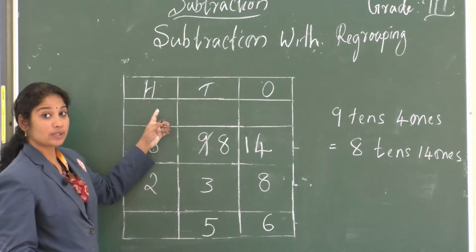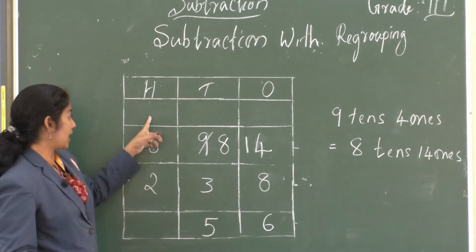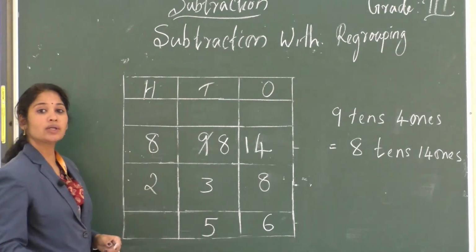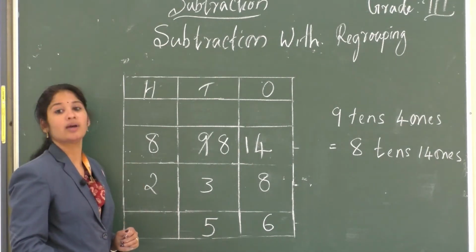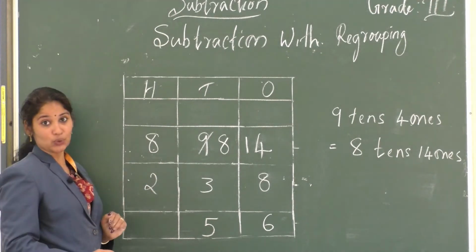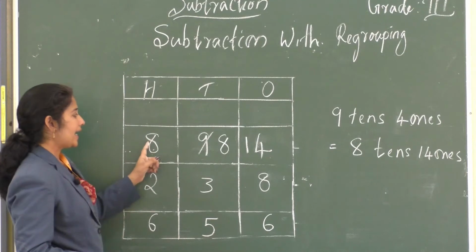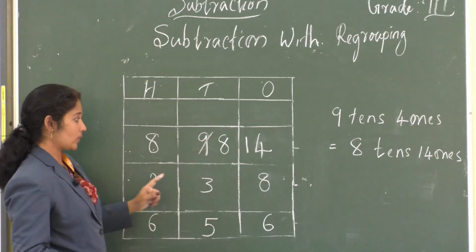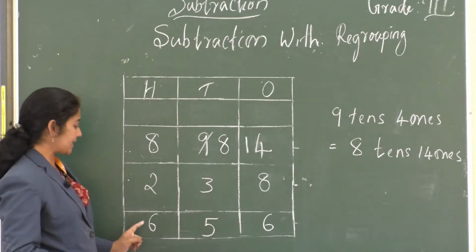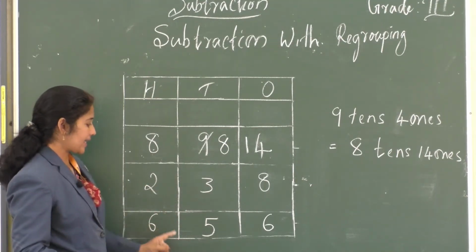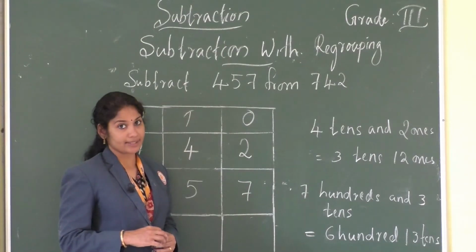Next, which place we have to subtract? Yes, hundreds place. We have 8 and 2. What is 8 minus 2? Is it 5? No. 8 minus 2 is 6. Thus, 894 minus 238 is equal to 656.